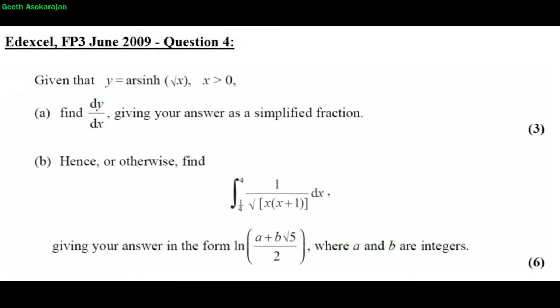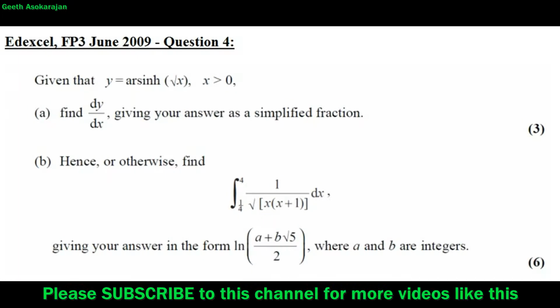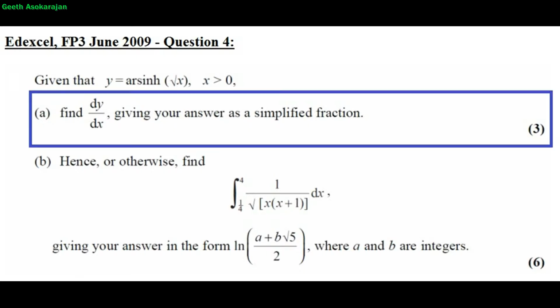Hi there, in this video I'm going to go through a past exam question on hyperbolic functions. So let's take a look at this question. Question number 4: given that y equals arsinh root x, where x is greater than 0, in part A, find dy over dx, giving your answer as a simplified fraction. So let's have a look at how this is done.